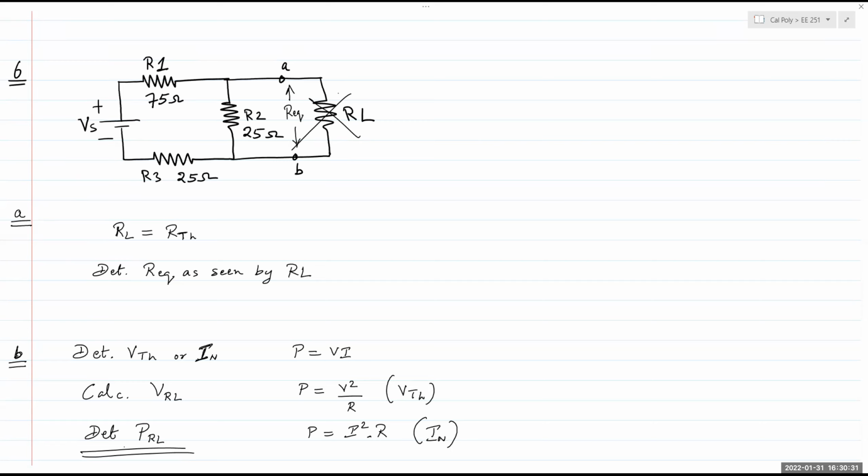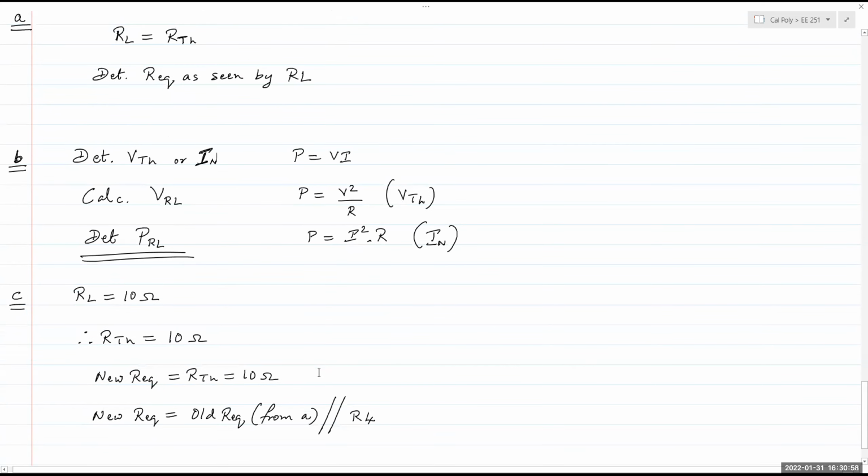It's a one-step answer. If you want to find the Thevenin voltage, you can choose voltage division. If you want to find the Norton current, it would simply be Ohm's law. So I would say both of them are rather straightforward and simple. Norton current would be slightly simpler than the voltage. Once you have the voltage or the current, you can find the power for the load resistor by either of these two equations. And that's 6B.